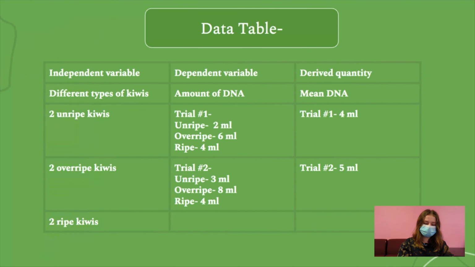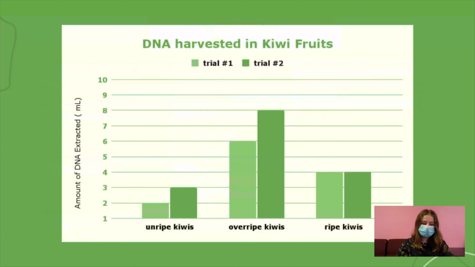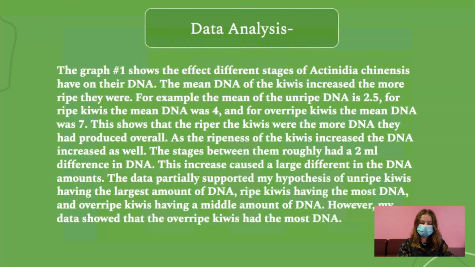My data table is the mean DNA for the 2 unripe kiwis was 4 milliliters. For the overripe kiwis, it was 5 milliliters. For the ripe kiwis, it was 6 milliliters. This is my table that shows the trials and data about how much DNA is extracted.